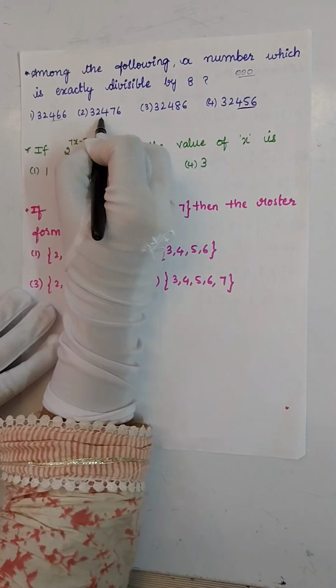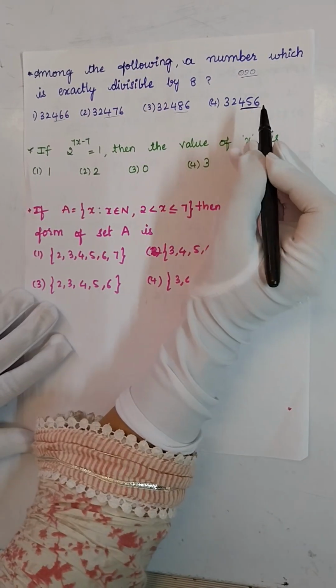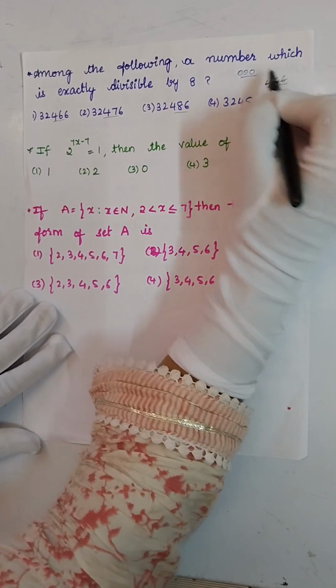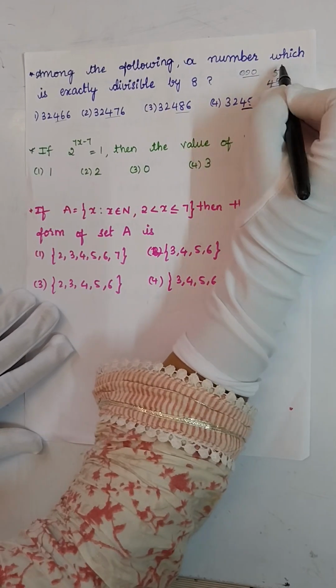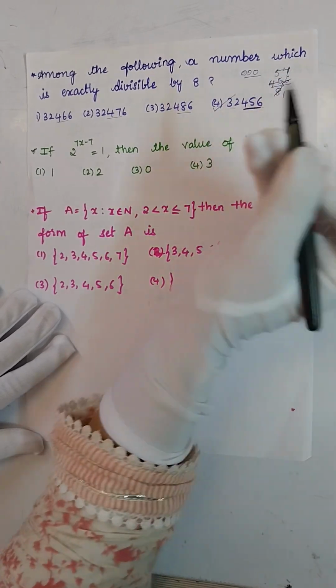The second condition is the last 3 digits should be divisible by 8. Here you can see the last 3 digits are not divisible by 8, but in the fourth option you can see that the last 3 digits are divisible by 8. See here, 456 if you divide by 8: 8 ones are 8, 8 5s are 40, you are left with 5. 8 7s are 56. So it is exactly divisible by 8. So this number is exactly divisible by 8.